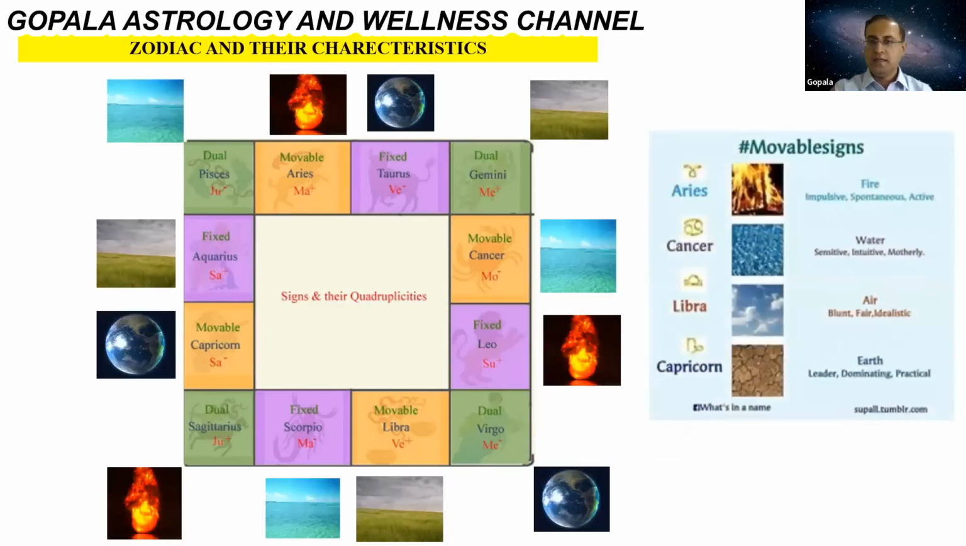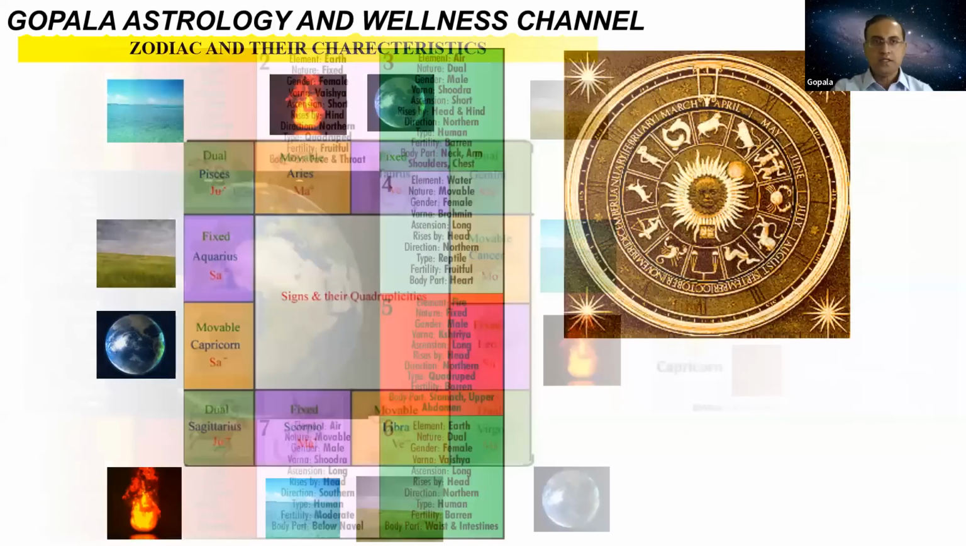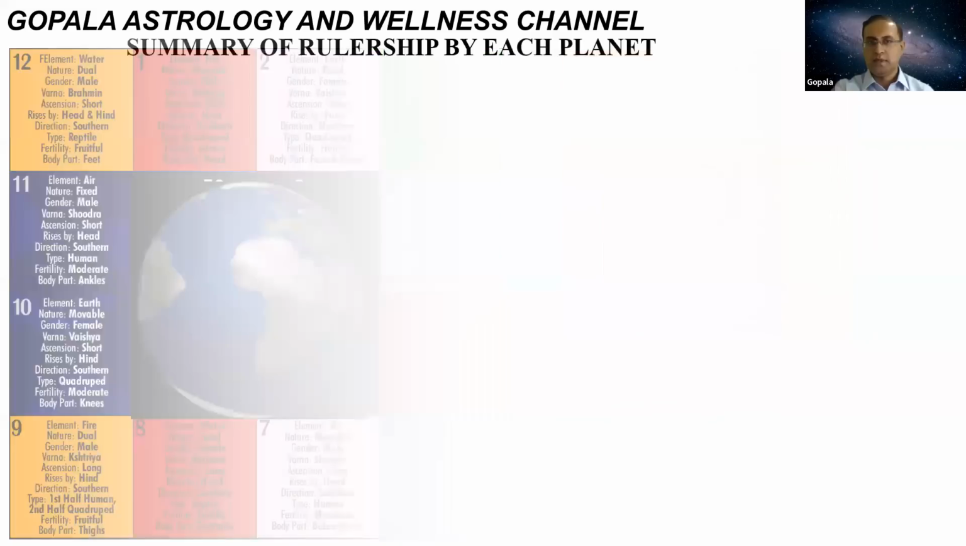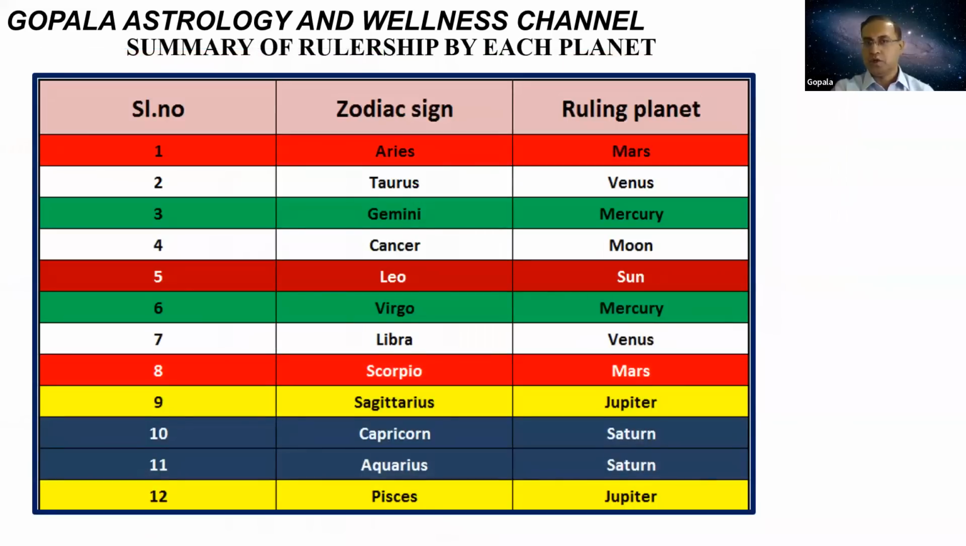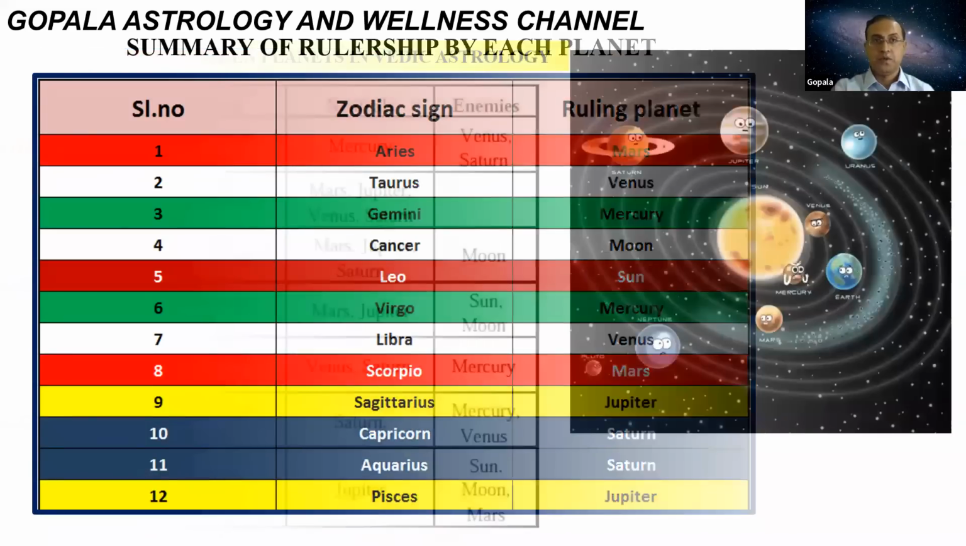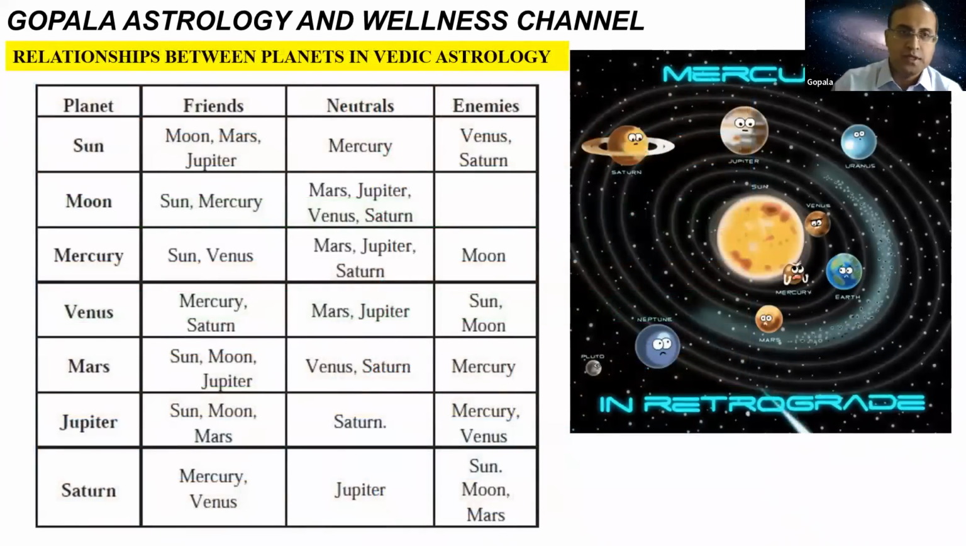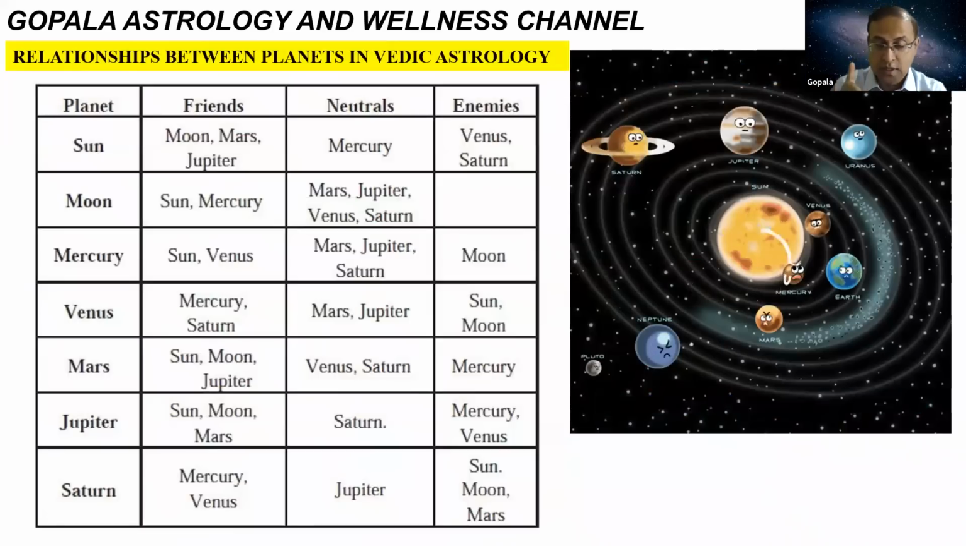So that's the thing. And then let's just summarize ownership. Of course, this table, our viewers can take a screenshot of it. It is exactly the same as what I showed in the previous one. But now I wanted to tell you something very interesting. Who are the best friends, who are the enemies, and who are the neutrals? If you know this, the predictions become very easy.